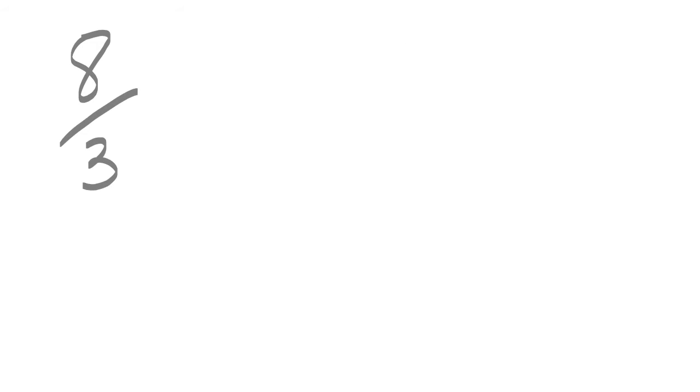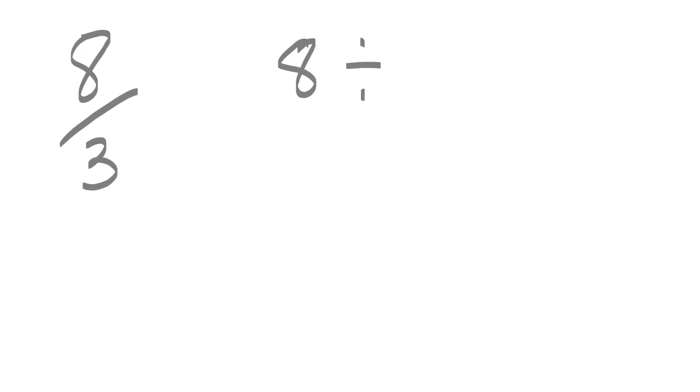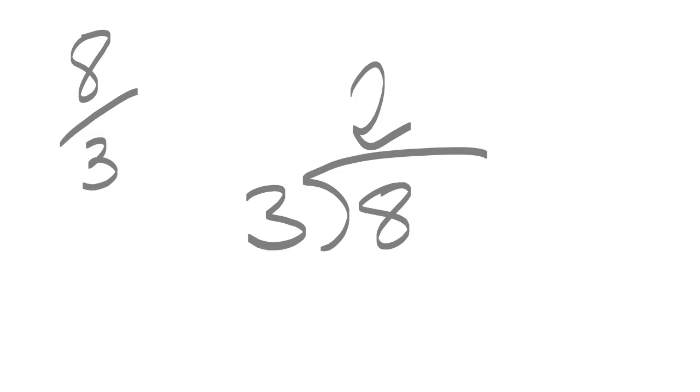What we would do is divide the numerator, which is 8, by the denominator, which is 3. So that's going to look like this. Watch this. 8 divided by 3. So let's do that sum. 3 into 8 goes twice, doesn't it?